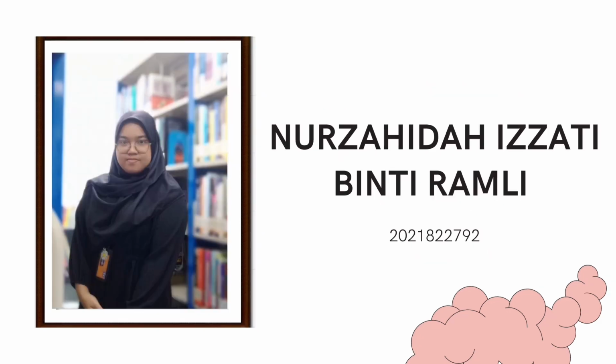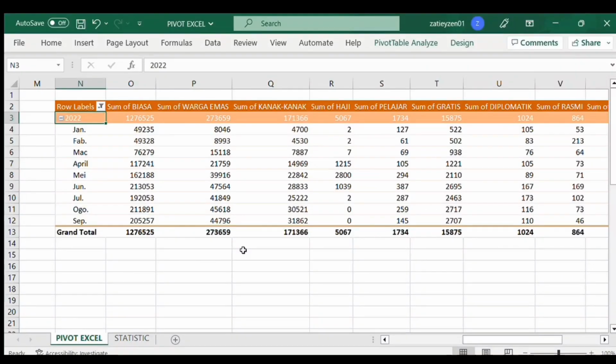And the last one is me, NURZAHIDAH IZZATI binti RAMLI. My student ID is 2021822792. I'm also doing the part on TABLEAU and in charge of this presentation. Okay, first things first, I'm going to show you how we do the pivot table.